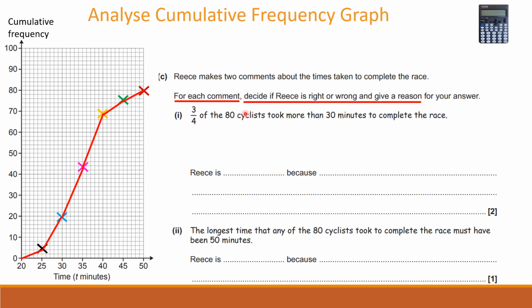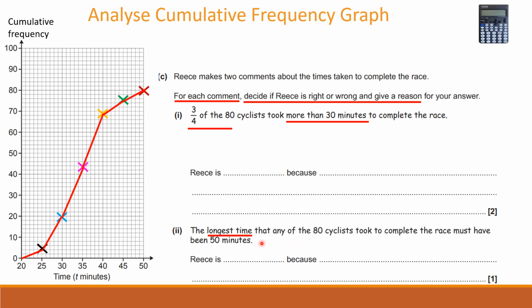We've got to decide if Reese is right or wrong, and you must give a reason why. So for part 1, you've got to say that 3/4 of the cyclists, or 80 cyclists, took more than 30 minutes to complete the race. And you've got to say, is Reese correct? And then you've got to give your reason why. So you either write correct or incorrect in here and then give your reason why afterwards. And that will be worth 2 marks.